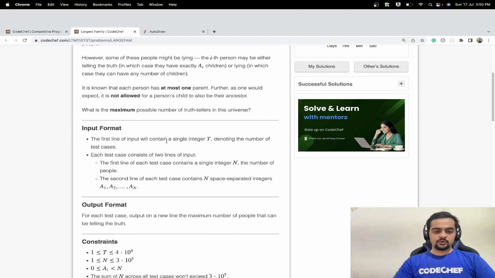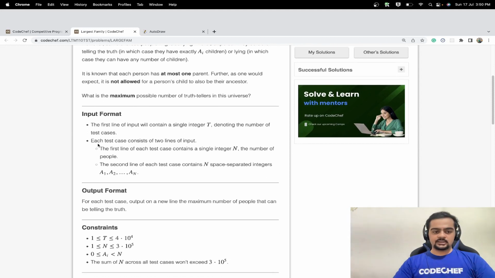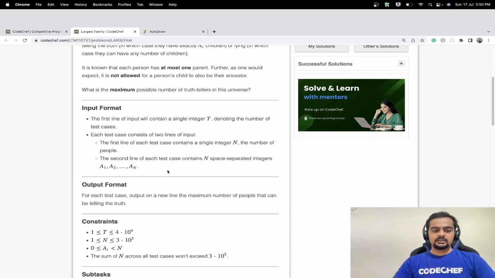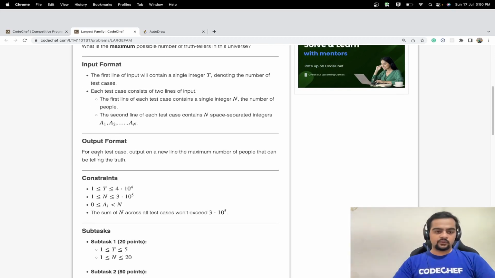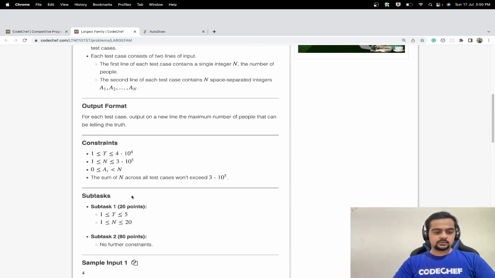The first line of input will contain a single integer t denoting the number of test cases. Each test case consists of two lines of input. The first line of each test case contains a single integer n, that is the number of people, and the second line will contain the claims that they are making. Okay, that will be an array. So we have to return for each input a single line that will contain the maximum number of people that can be telling the truth.